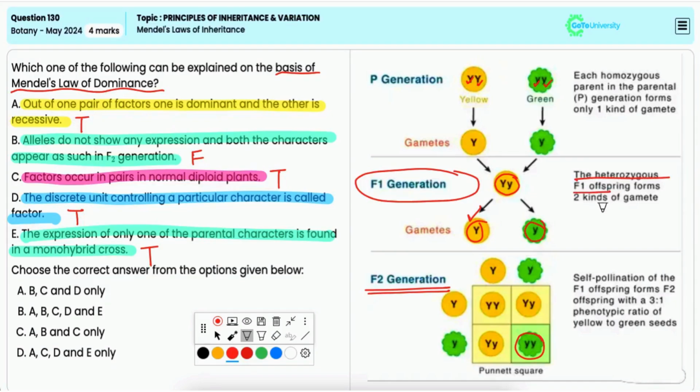Thus, statements A, C, D, and E are true in context of Mendel's law of dominance. Hence, the correct answer is option D.